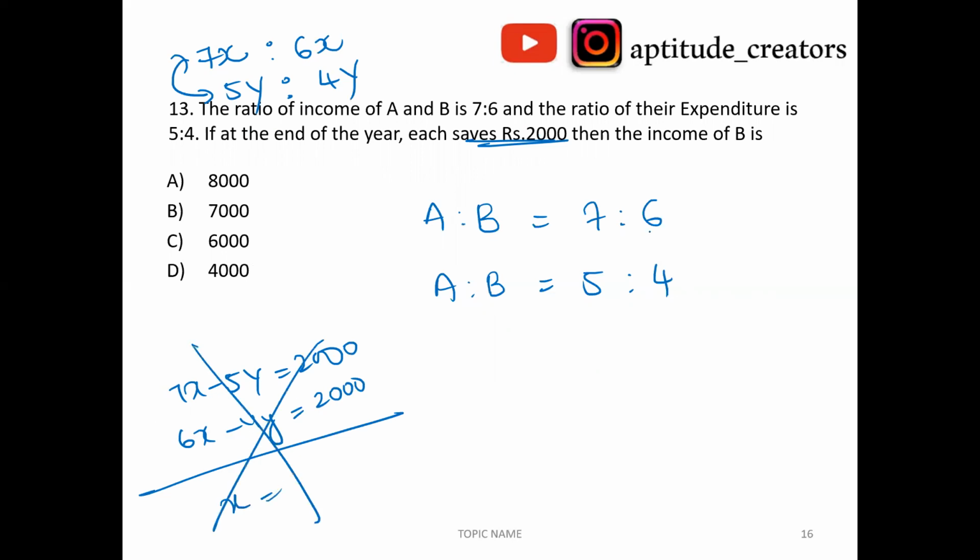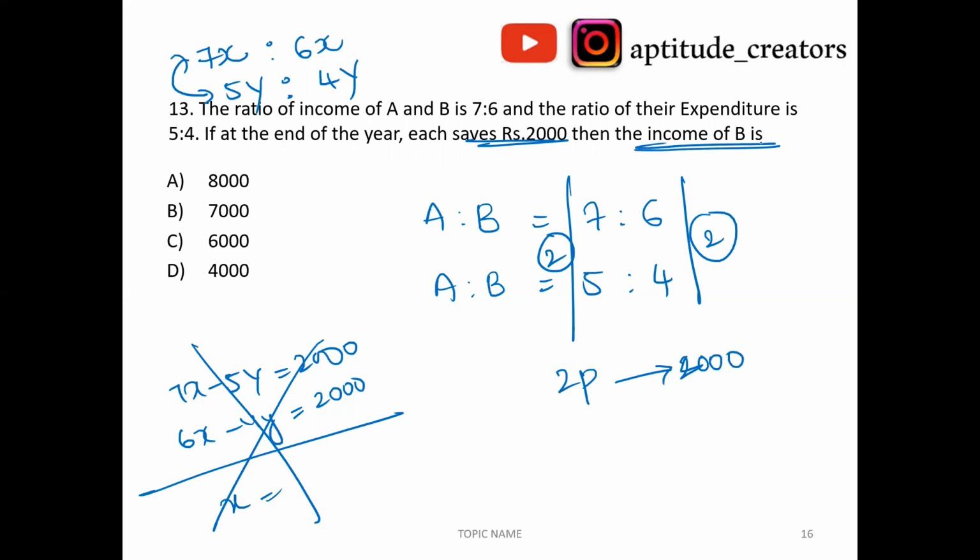No need to go with this method. Now here 7 minus 5 gives the result as 2. 6 minus 4 gives the result as 2. 2 parts is equal to the savings here, 2000 rupees. Now, what is the question he is asking? Income of B, 6 parts. 6 parts is equal to how much? Into 1000, it gives the result as 6000. Answer is option A, 6000.